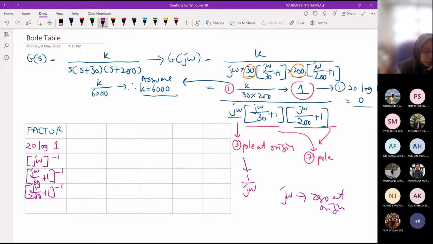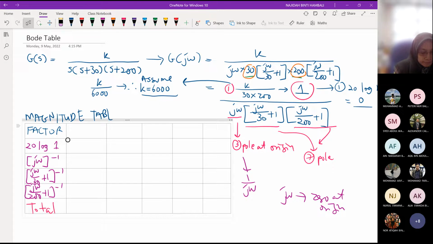And the final row, kita ada total. This will be the total starting point, the total slope for magnitude. We are constructing the magnitude table. So the next column, the second column, we need to fill out the starting point for magnitude in dB. Okay, for phase table, kita ada starting point in degree. So this one is the starting point in dB.